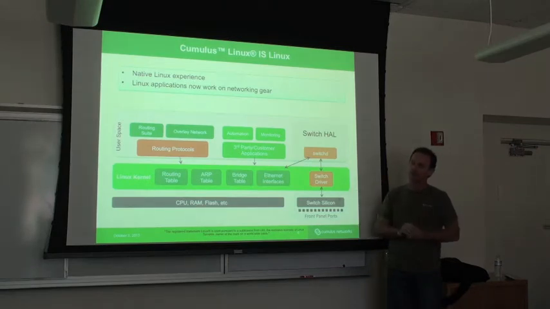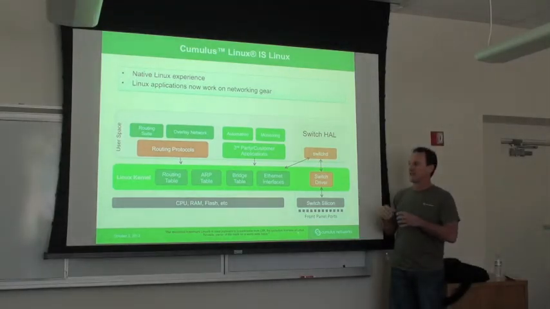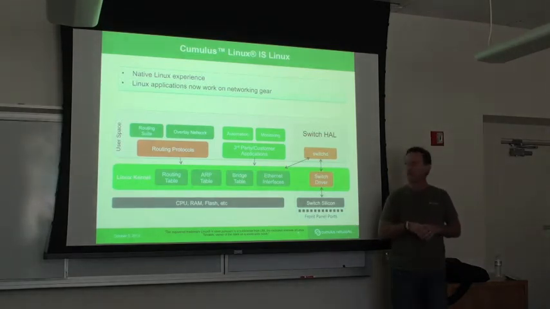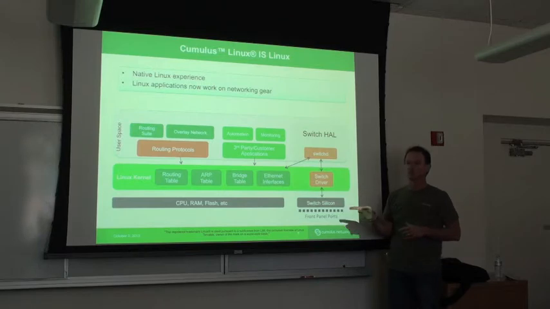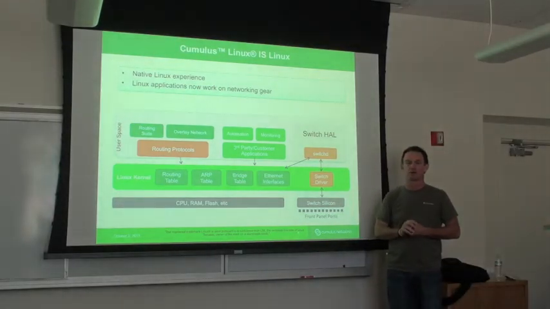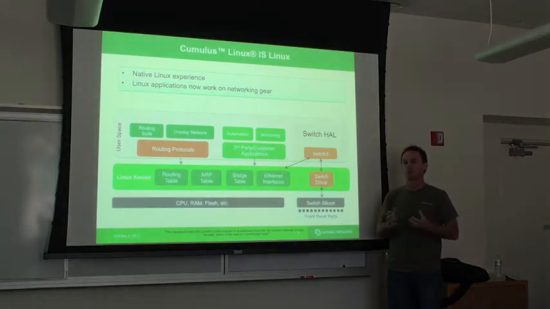Last thing about Cumulus before we get to the cool stuff: we literally are Linux. The architecture of the software base is that the kernel maintains the database, just like it does on a server platform, and we synchronize the kernel database with the switching silicon. That allows all the user space apps to work effectively untouched on top of that. So it's super powerful for us.